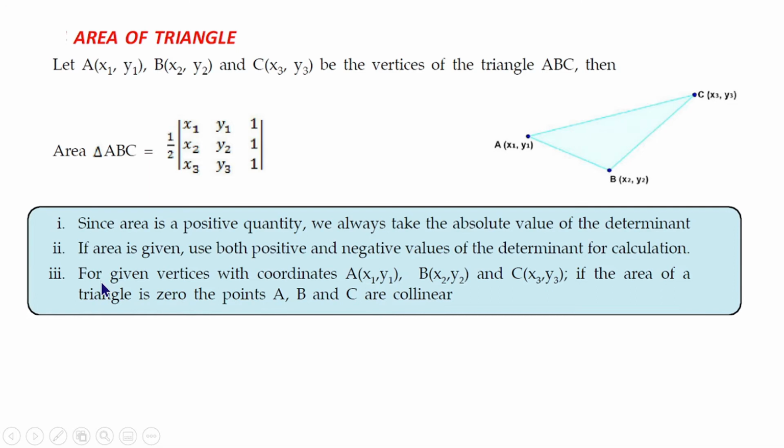If for given vertices with coordinates A (x1, y1), B (x2, y2) and C (x3, y3), the area of the triangle is 0, it means these 3 points A, B and C lie on a straight line. That is, these 3 points are collinear. So if we have this determinant equal to 0, it means A, B and C lie on a straight line. Here we have A, here we have B and here we have C. Only then the area of this triangle will be 0.